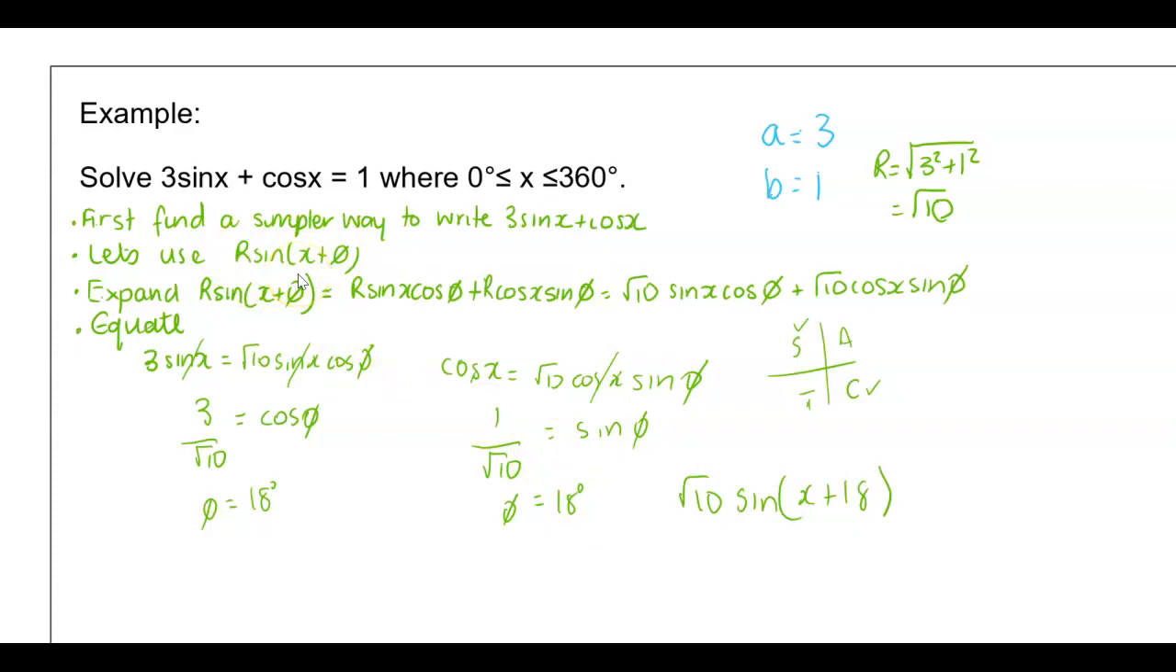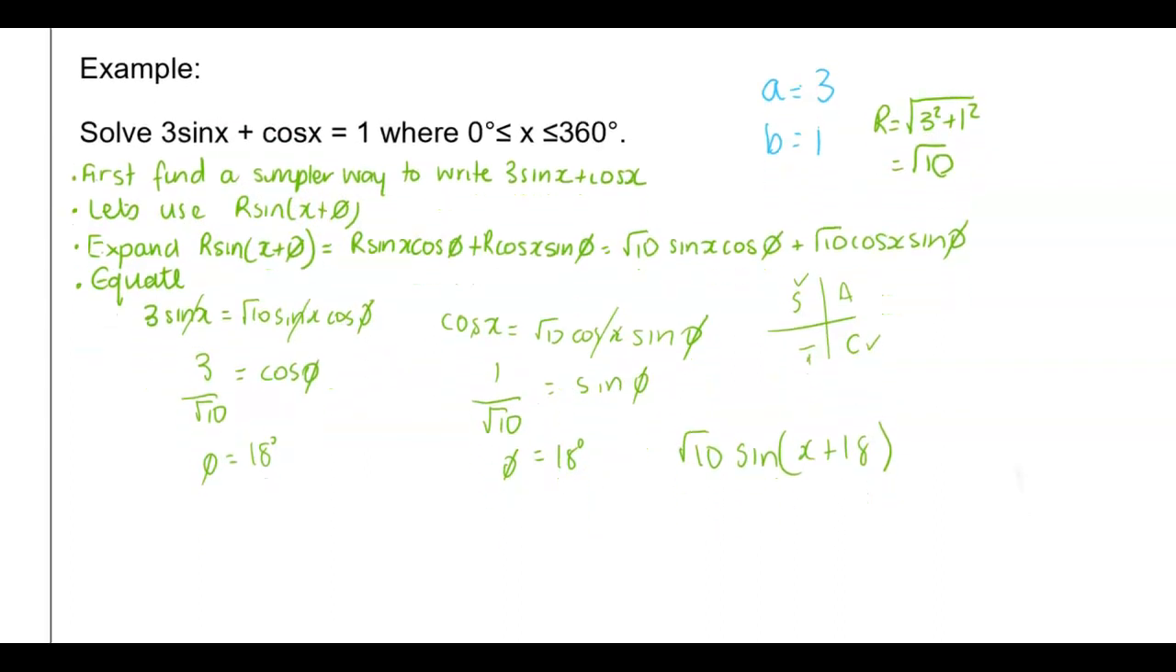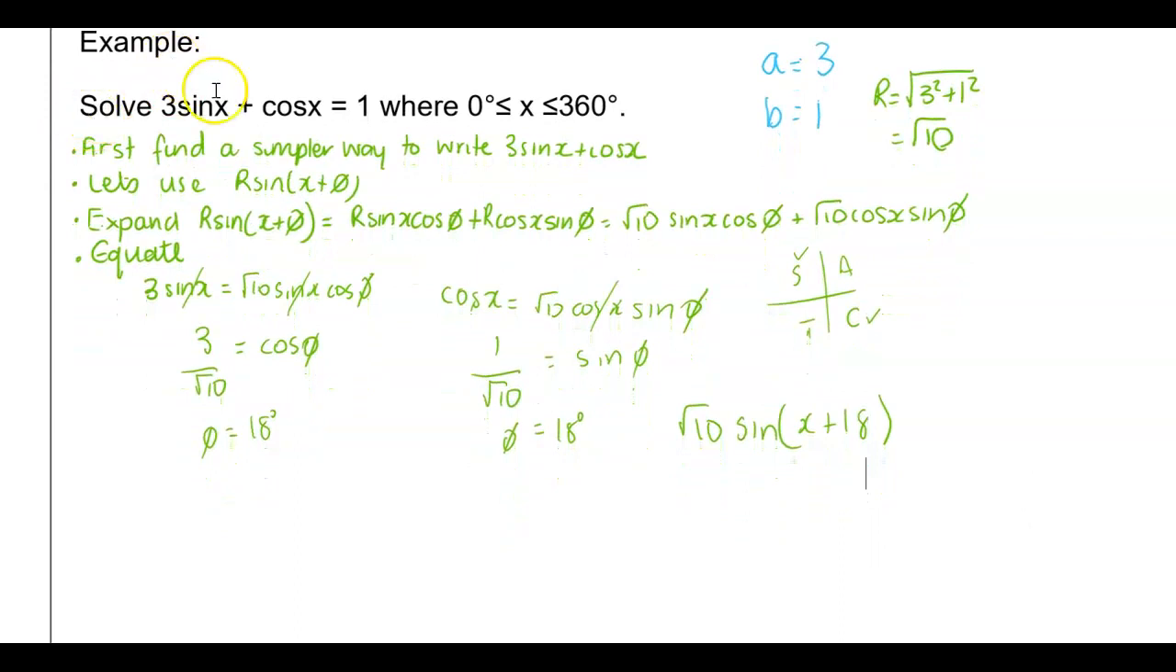But remember, that's not our answer to the question, because what we're trying to do is we're trying to solve this equal to 1. So I've now found a simpler way to write the left-hand side, and that's going to be equal to 1. So we've got root 10 sine of x plus 18 is equal to 1. So let's solve it. Let's divide by root 10. So sine of x plus 18 is 1 over root 10.